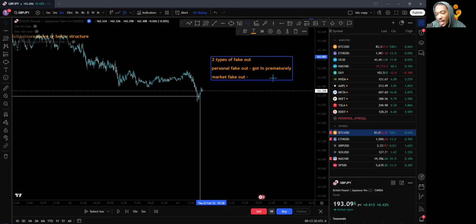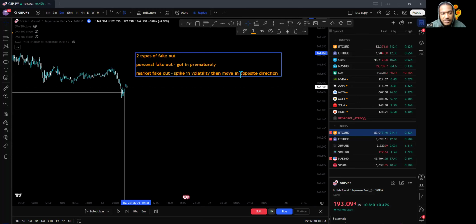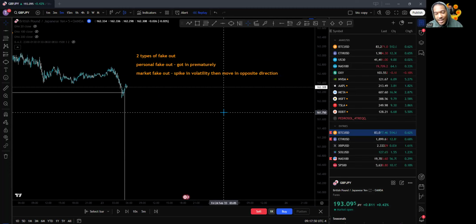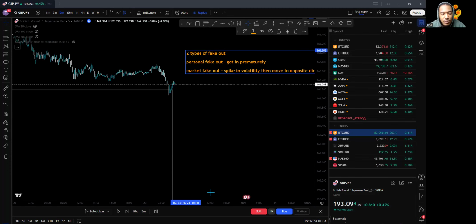And this usually happens around news. So that's when you'll have a spike in volatility and then move in the opposite direction. You see, that's below that. Yeah, look, I didn't even see it. I told y'all I could spell. So that's typically going to happen during news.